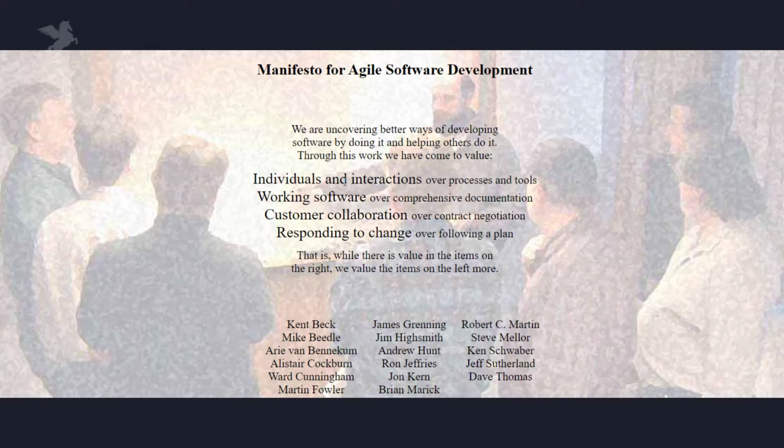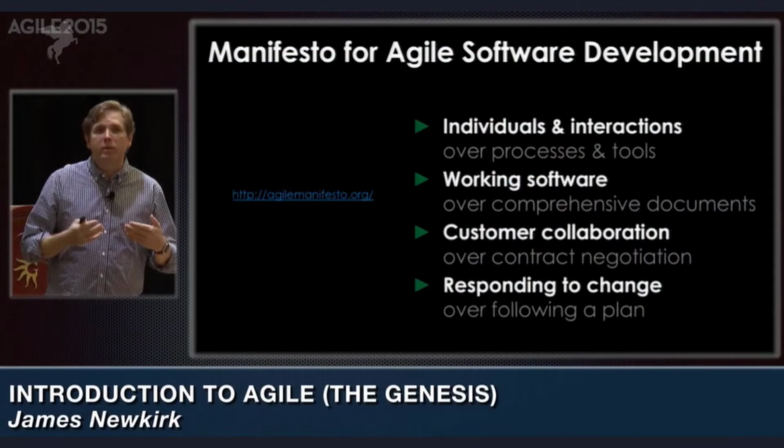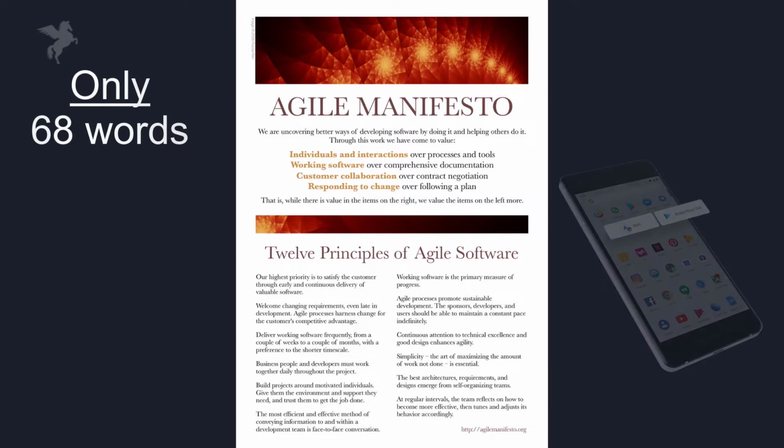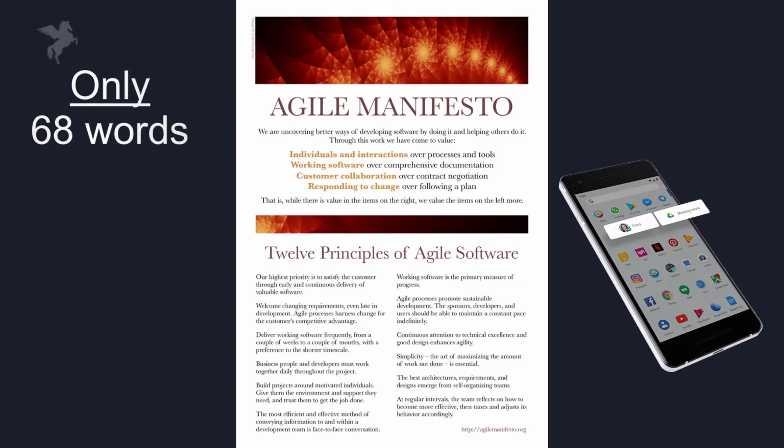Now, for a more detailed history on this group and the work that they did in developing the Agile Manifesto, I will place a link in the description that is a deeper dive into Agile's origin as described by James Newkirk. For now, we're going to start with a review of the signed Agile Manifesto. The Agile Manifesto is only 68 words, but has had a profound impact on our economy and on how successful software and products are built today.